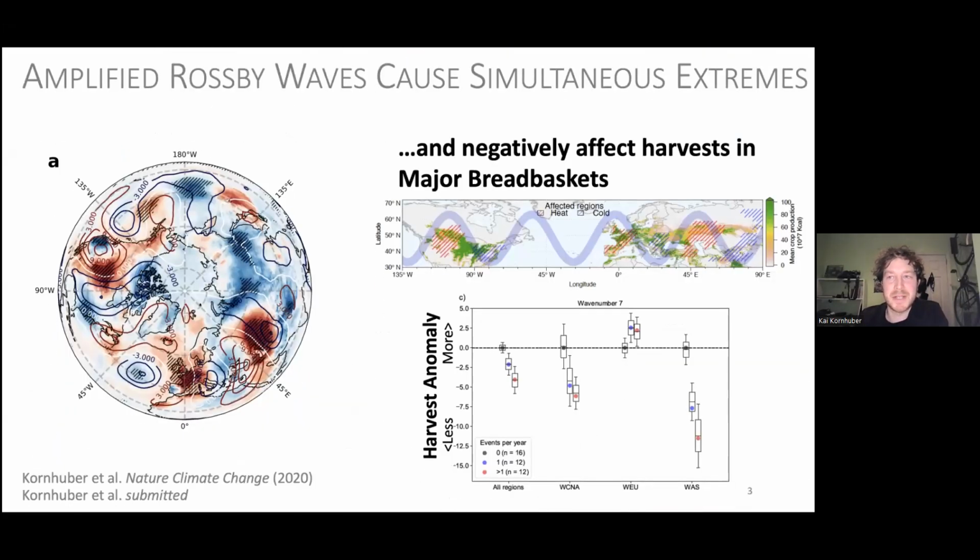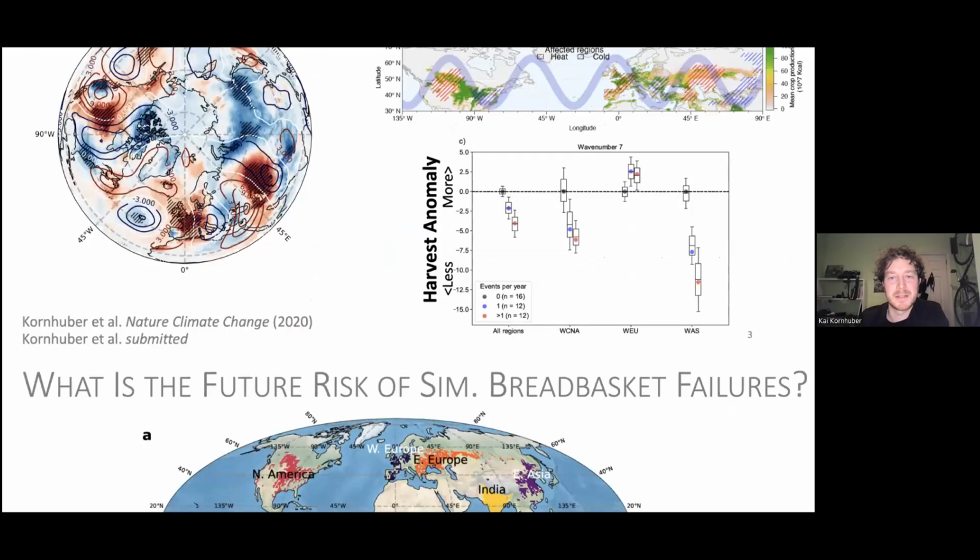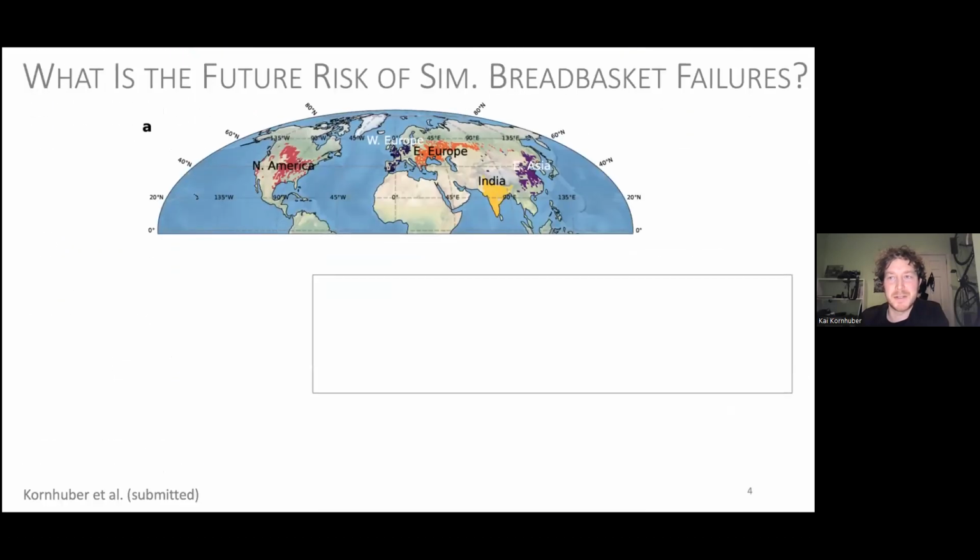There are certain jet stream patterns that cause simultaneous extremes, and they indeed affect regional crop production. But so far, we haven't really assessed how this will change in the future. There are a lot of uncertainties with respect to the circulation, but also some issues with modeling crops. And this is essentially what we're looking at here.